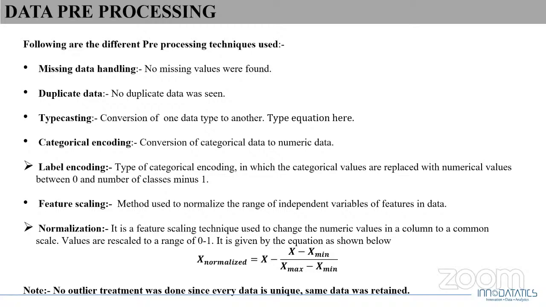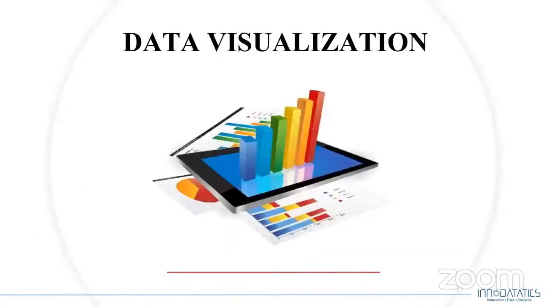For categorical encoding, we used label encoding to replace the categorical values into numerical values between 0 and the number of classes minus 1. For feature scaling, normalization technique is used. And for this, we used the formula x normalization is equal to x minus x minimum by x maximum minus x minimum. Here we did not use any outlier treatment because the data is unique. For further process, we need same data and the data was retained. Thank you. And the next will be handled by Sai Surya.